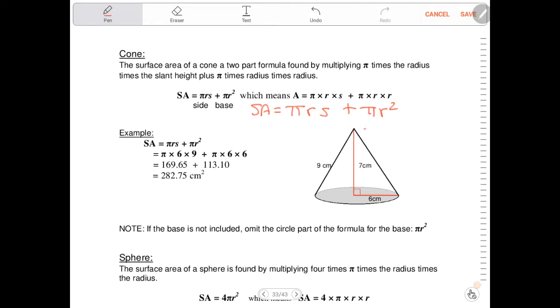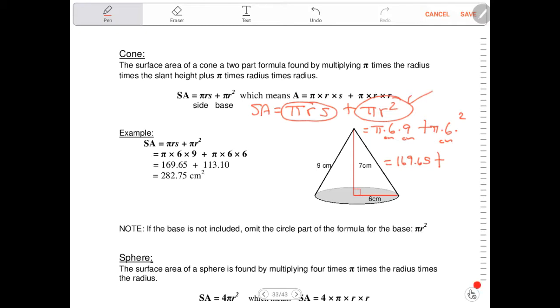So it would be pi times 6 centimeters times your slant height of 9 centimeters, added to pi times 6 centimeters squared, I apologize. Again, what you want to do is multiply each of these separately and then add them. So the pi times r times s gives you 169.65. Added to, now you have to do this one, it's pi radius squared.